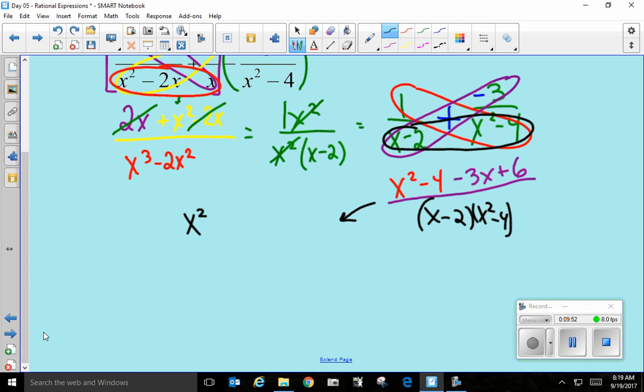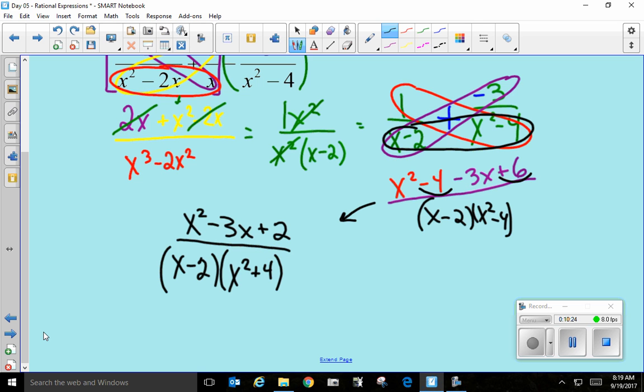squared, minus 3x, I can combine minus 4 and plus 6. That gives me, yeah, that's right, plus 2. Thank you very much. When things are complicated, we tend to forget the simple stuff. That's all over x minus 2 times x squared minus 4.